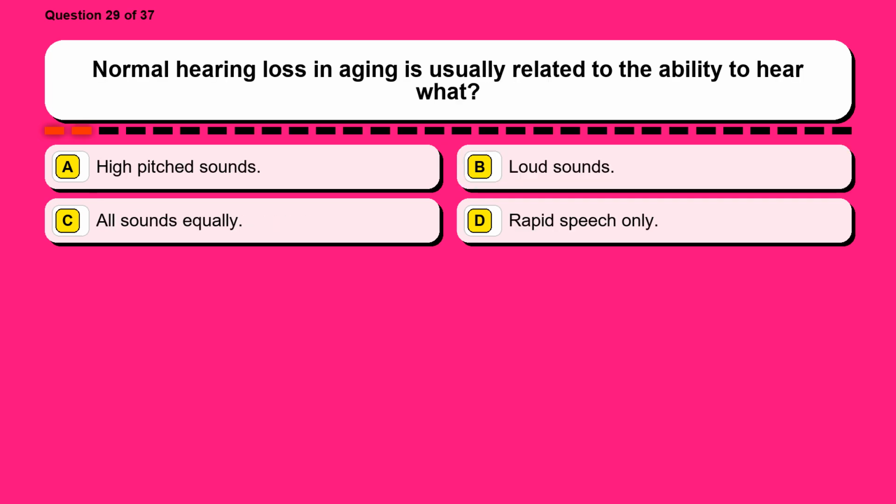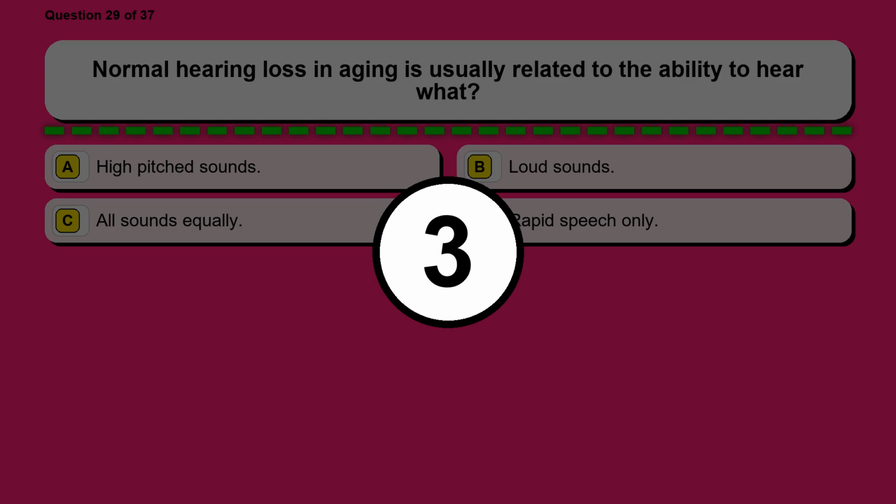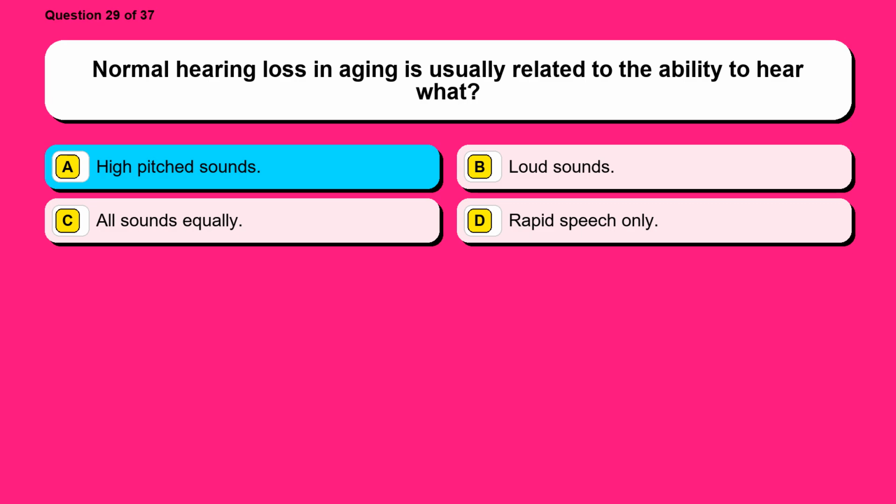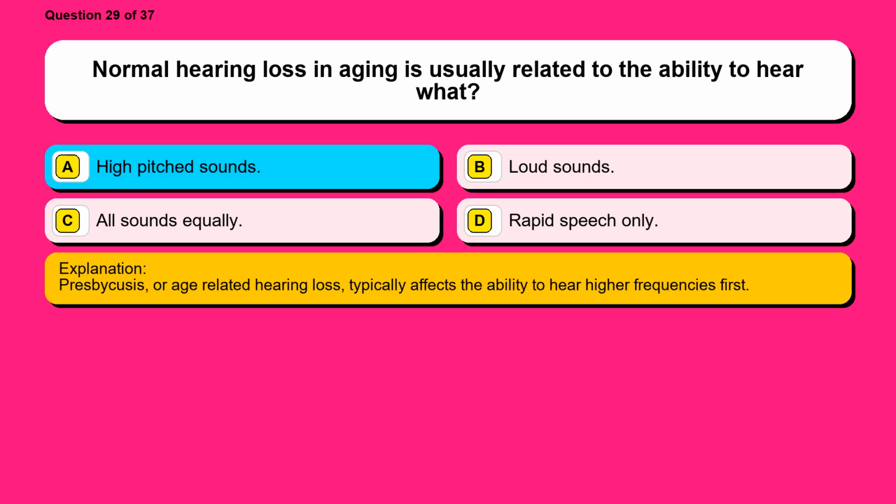Question 29. Normal hearing loss in aging is usually related to the ability to hear what? Option A, high-pitched sounds. Option B, loud sounds. Option C, all sounds equally. Option D, rapid speech only. The correct answer is option A, high-pitched sounds. Presbycusis, or age-related hearing loss, typically affects the ability to hear higher frequencies first.